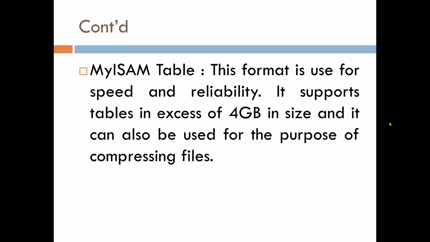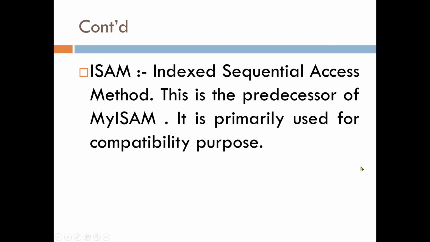So MyISAM table, this is a format used for speed and reliability. It supports tables in excess of 4 gig in size, and it can also be used for the purpose of compressing files. ISAM, this is an indexed sequential access method, and this is the predecessor of MyISAM. It is primarily used for compatibility purposes. So basically, MyISAM has taken over. ISAM was the previous version. They usually put legacy in front of this one.